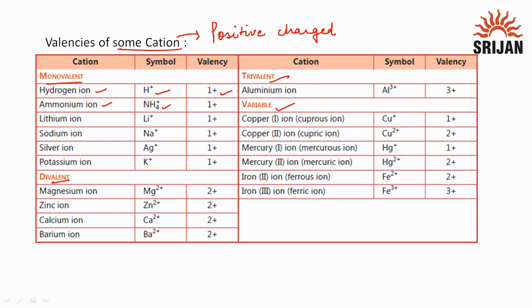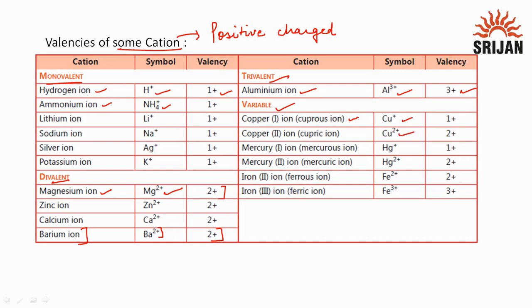Now for the divalent, it is Mg2+, and here the positive charge is 2+, so that will be its valency. Similarly, barium is 2+, so that will be its valency. For trivalent, the example is the aluminum ion, Al3+, so the valency will be 3+. Now for the variable valencies, there are some cations such as copper ion, that is cuprous ion, Cu+, and cupric ion, Cu2+.